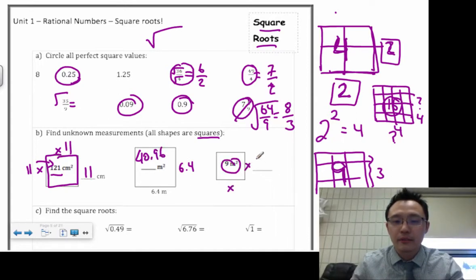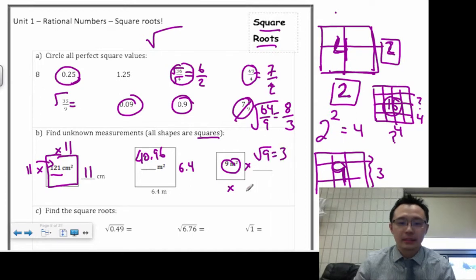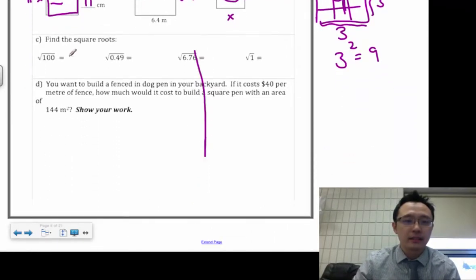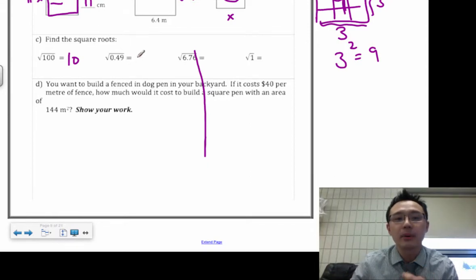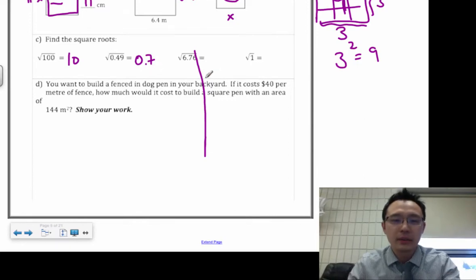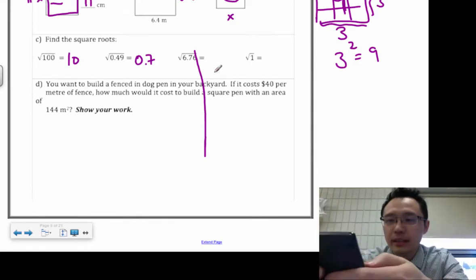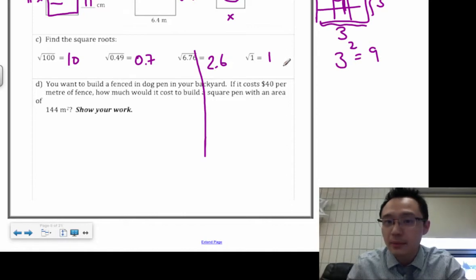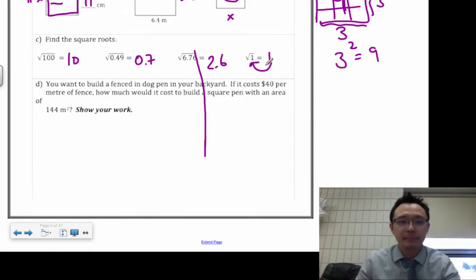So the square root of 9 is 3. There you go. And then the next one is going to be, let's see, almost done. Square root of 100 is 10. 10 times 10 is 100. 0.49, this is going to be 0.7. 0.7 times 0.7 is 0.49. And square root of 676, I do not know what that is. Let me see. 6.76 square root. It's 2.6. So punch this in your calculator to get that. And square root of 1 is 1, because 1 times 1 will get you back to 1.